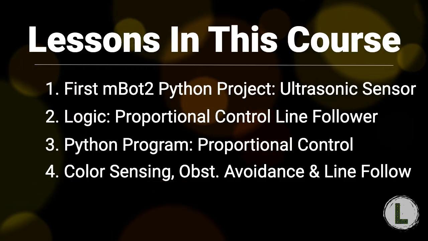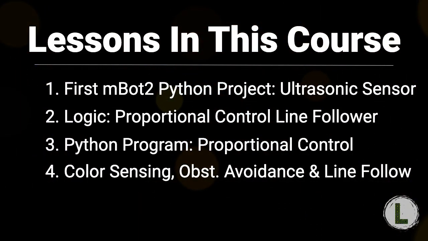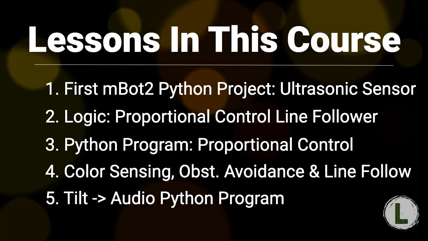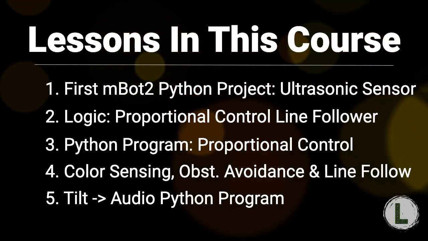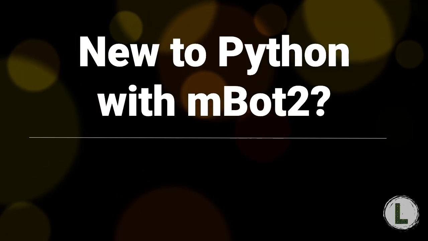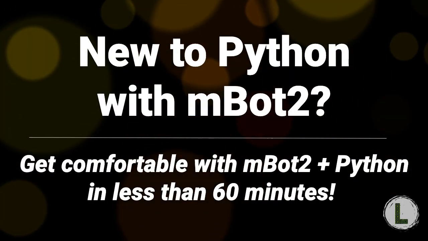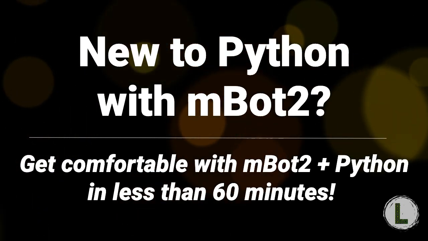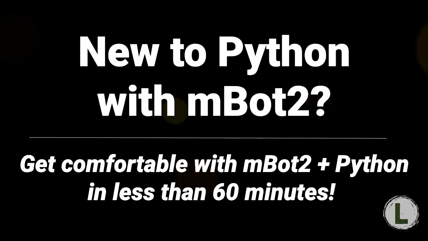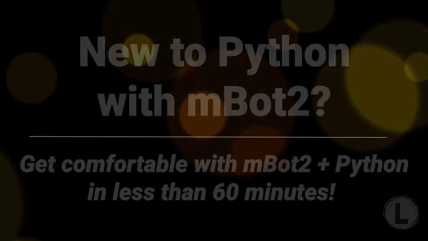Next, we'll add color sensing and obstacle avoidance to our proportional control line follower. Finally, we'll write a Python program from scratch in which the robot makes different sounds when tilted in different directions. This is a compilation of 5 previous projects all in one video, and after just 1 hour of following along with this video, you'll have enough knowledge and practice to explore and build your own robotics projects in Python with the mBot2. So without further ado, let's get started.